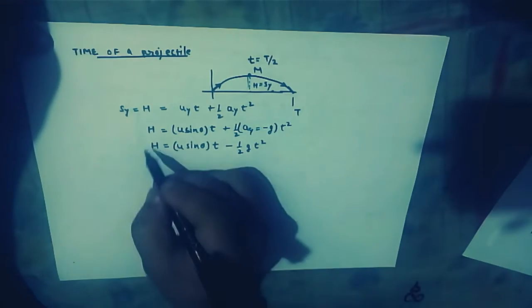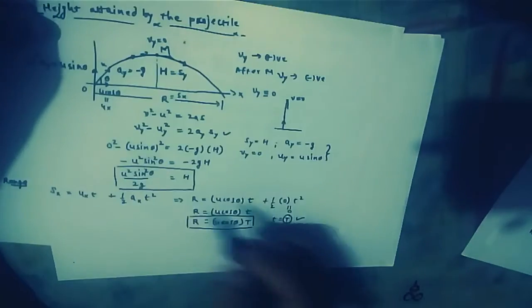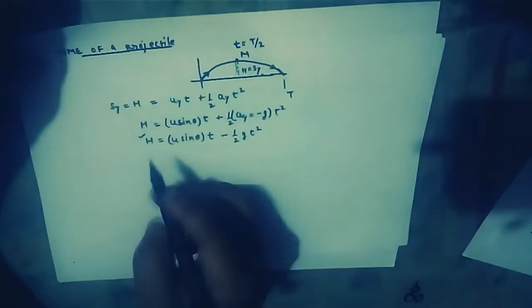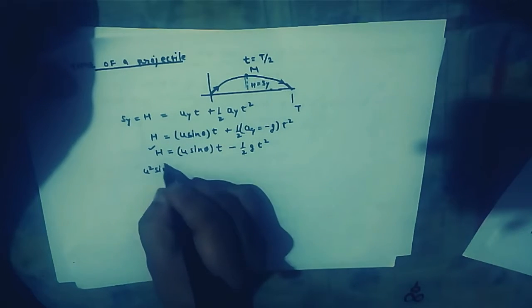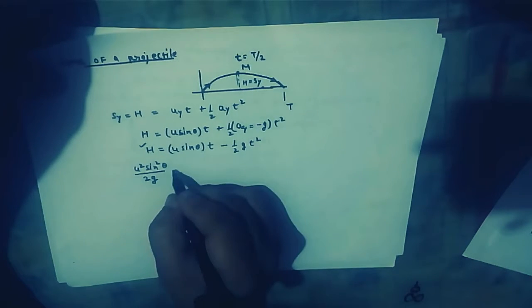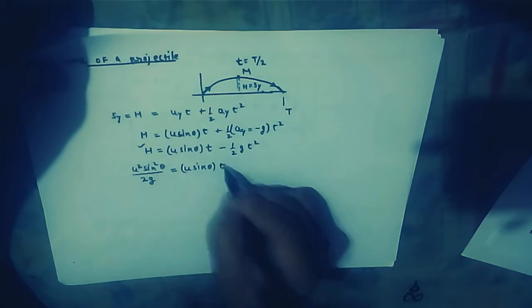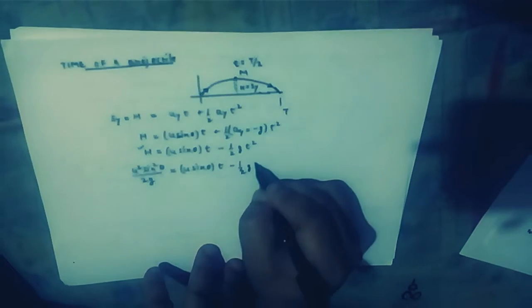But what is the value of H here? We already found it: the value of H is U square sin square theta upon 2g. So you will put that here: U square sin square theta upon 2g is equal to U sin theta into T minus half g into T square.